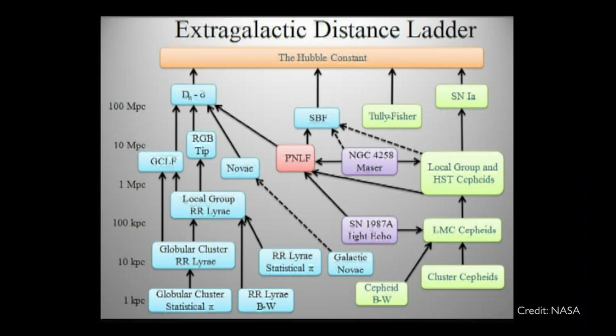I'm not going to go into too much detail here. We could spend an hour on this one. But really, all you need to know is that to get a distance, to get the Hubble constant up here at the top, there are many steps. And we like to call this the distance ladder.